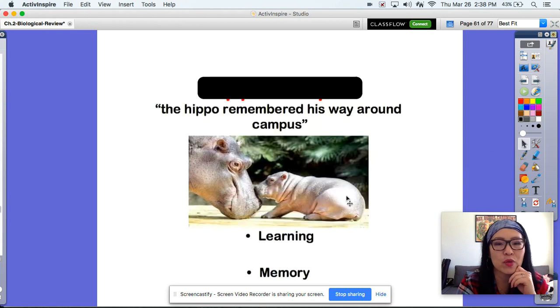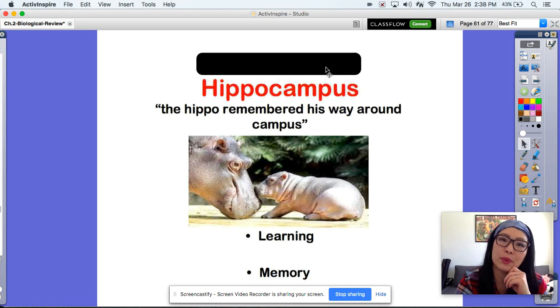Okay, then we have the hippo. The hippo never loses itself on campus because it is the hippocampus and it has a good memory and good learning abilities. So the hippo remembered his way around campus: memory and learning. So all three of those parts, hippocampus, hypothalamus, and amygdala, are part of the limbic system, which looks like a donut, and the limbic system controls our emotions.